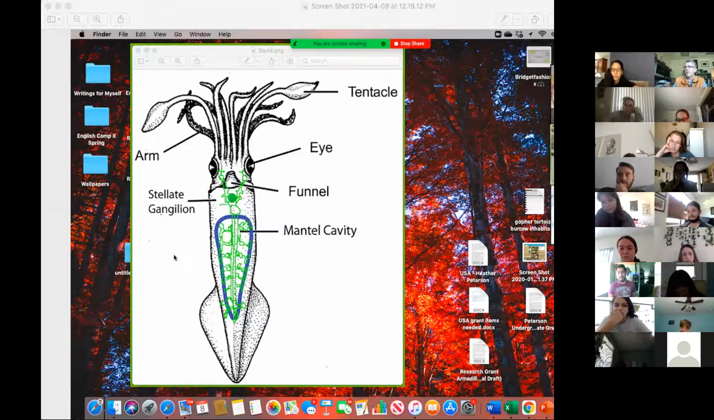Is that logic? Maybe one question, and maybe it's the only question I have in this context: what type of synapse would you have between this giant axon, let's call it the giant axon, and these associated nerves?